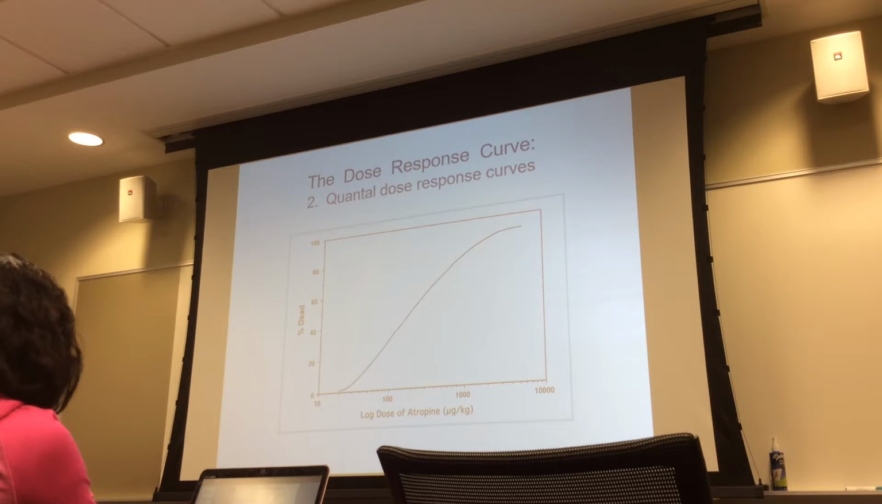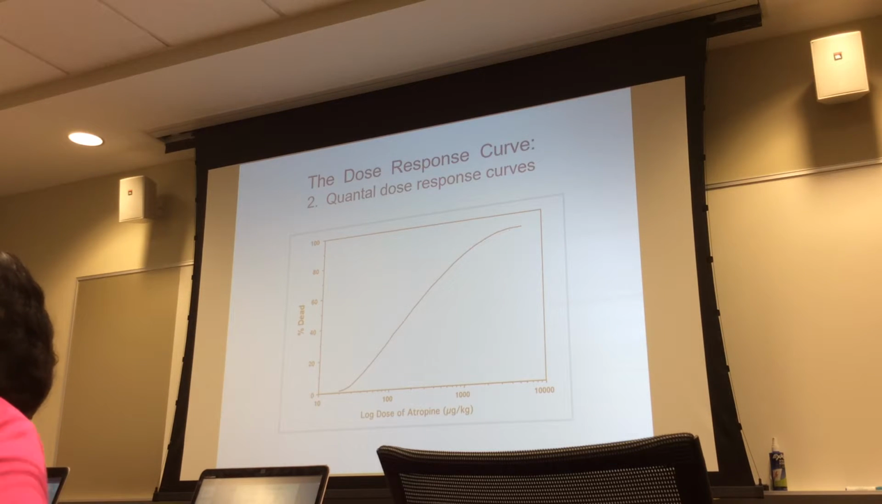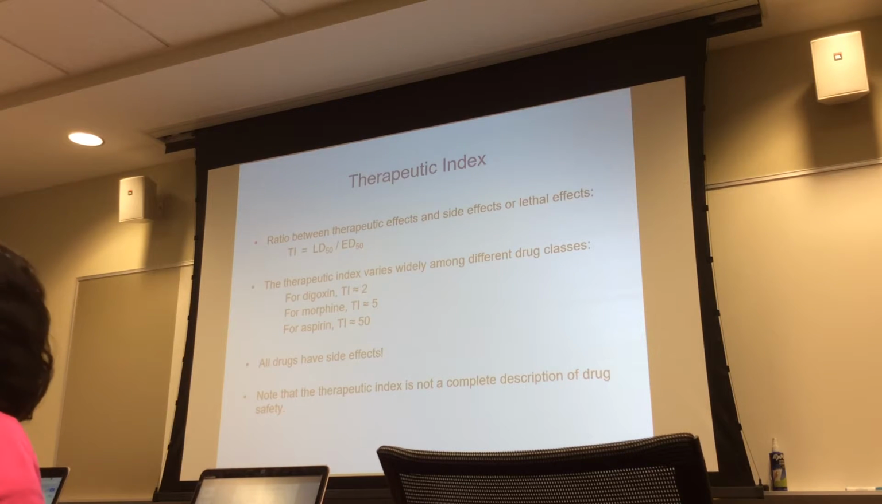1,000 divided by 50. It's 20. It's the dose that kills half the animals divided by the dose that treats half the animals. If you look at the graph, it's lethal dose 50 divided by effective dose 50. And we said that some drugs have a very narrow therapeutic index or therapeutic margin, such as digoxin, which is 2. For 1 dose you can treat, for double the dose you kill the animal.